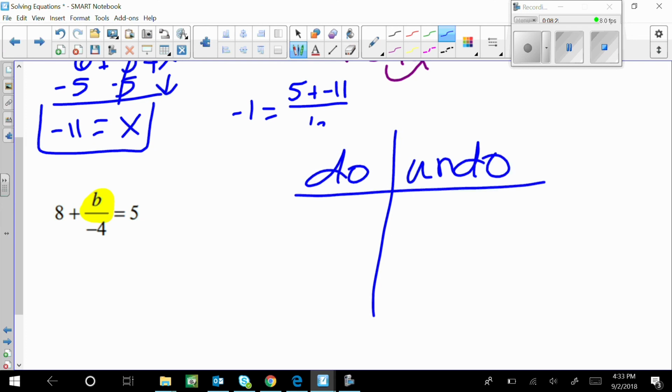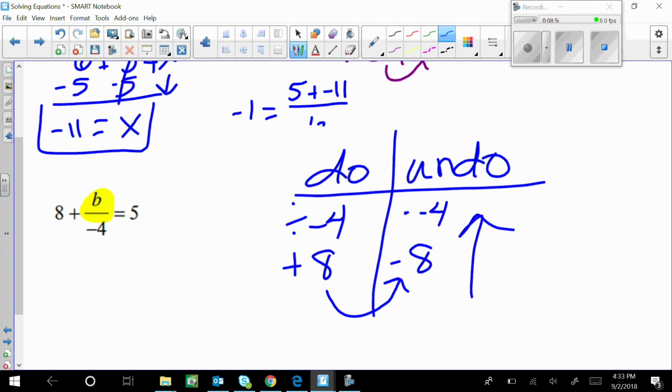I'm still looking, and I don't have parentheses because that division line isn't under everything. So there's no grouping symbols, there's no exponents, there's multiplication, but there is division. So my first do is divide by negative 4. I have plus 8. Do the undo method, so the inverse operation of plus 8 is minus 8. The inverse operation of divided by negative 4 is multiplied by negative 4. So I go this way on my undo.